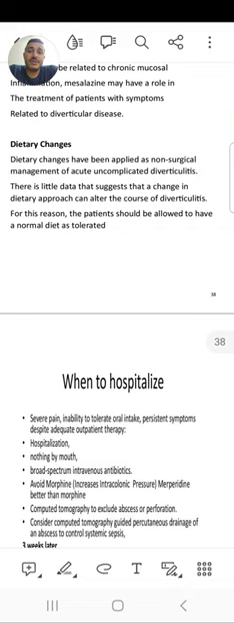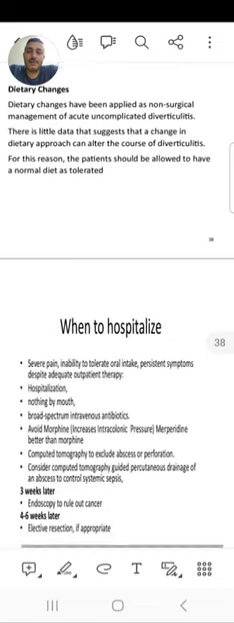Regarding the dietary changes, actually in the acute setting, it doesn't play a role. As an outpatient, he can eat whatever he wants, but if you admit the patient to the hospital, initially we make the patient nil by mouth, then we advance him to an oral diet.